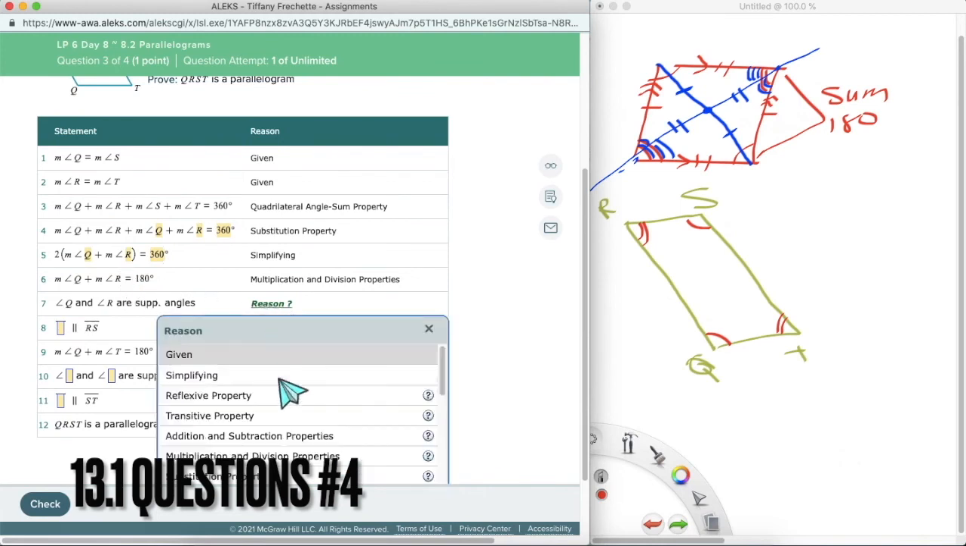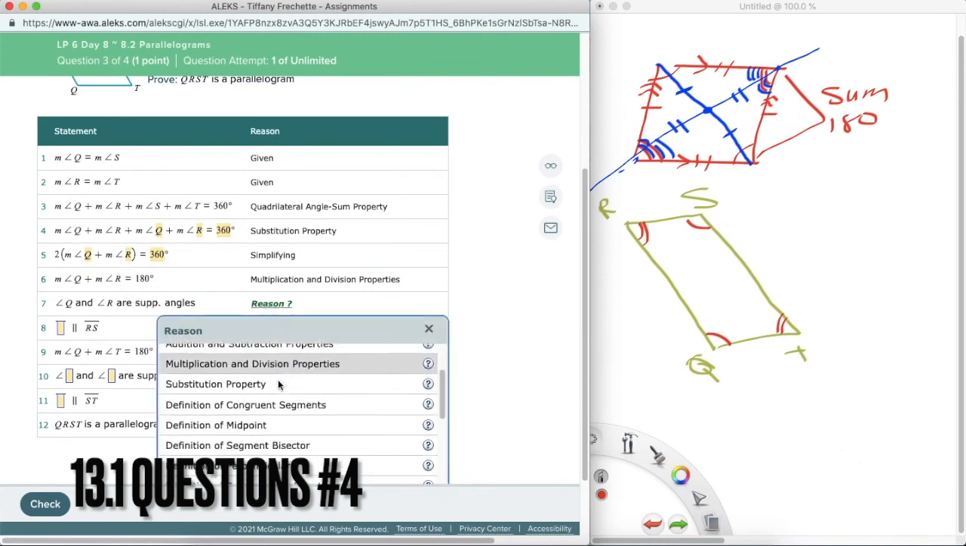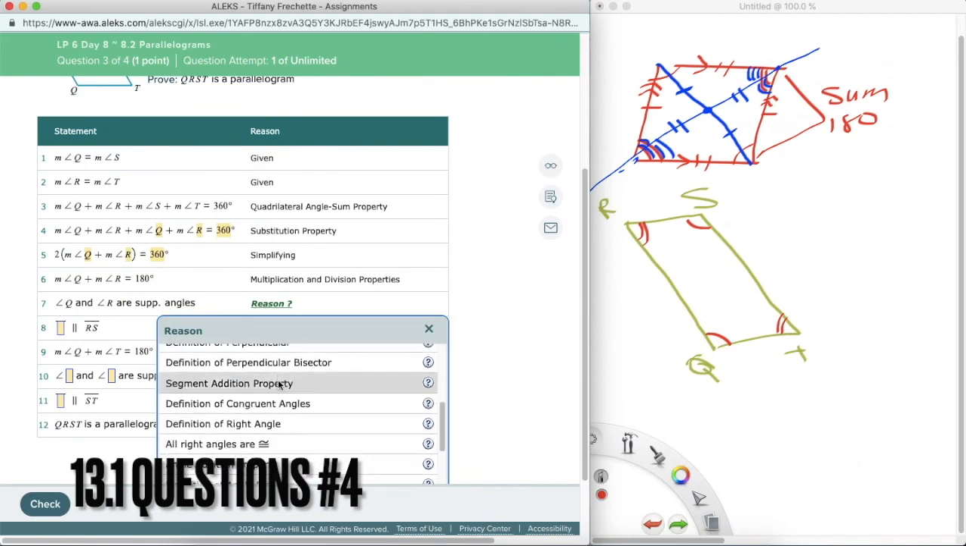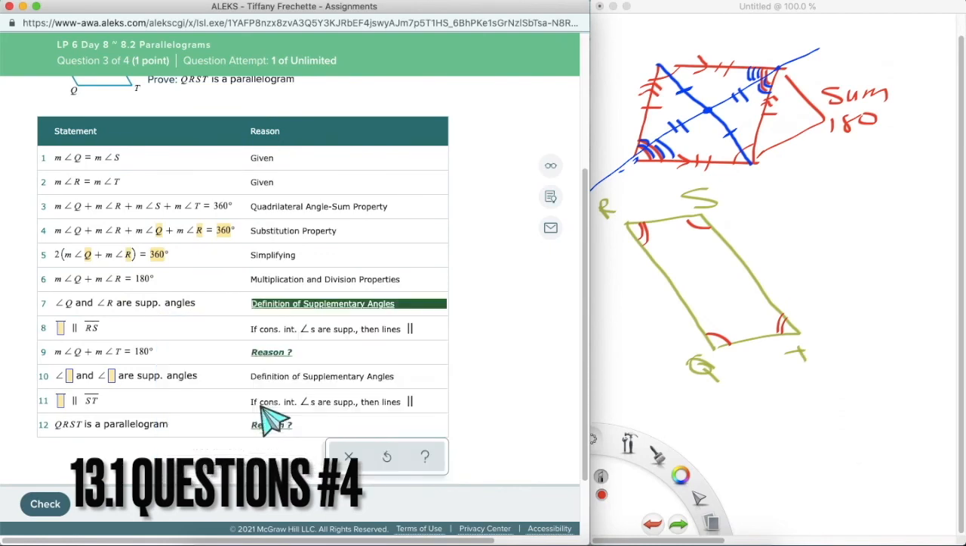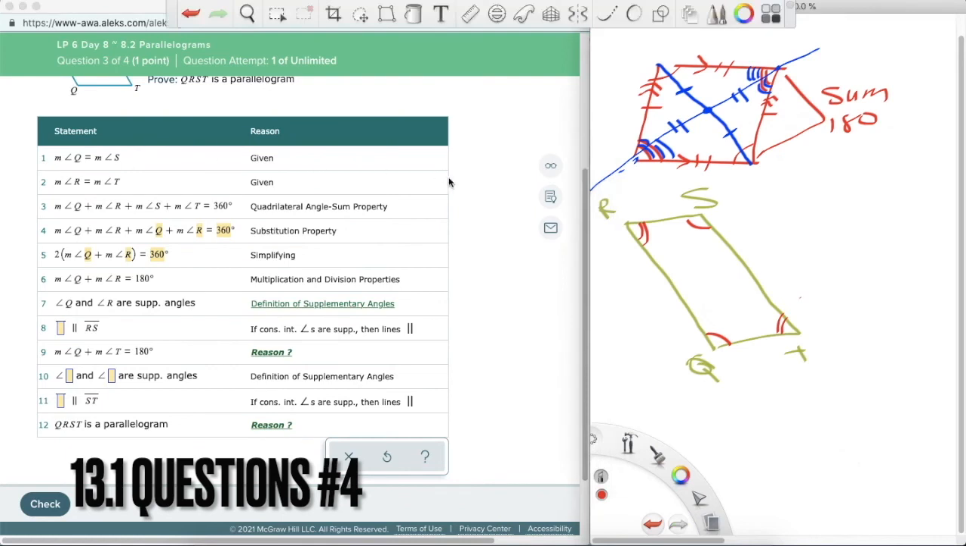So let's see, we need to find that definition of supplementary angles. And because supplementary angles are found here, or consecutive angles, R and Q add up to 180, this shows that RS is parallel to QT, because that is one of our properties. Let's see, I want QT.